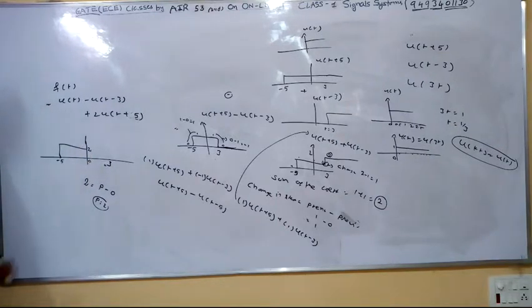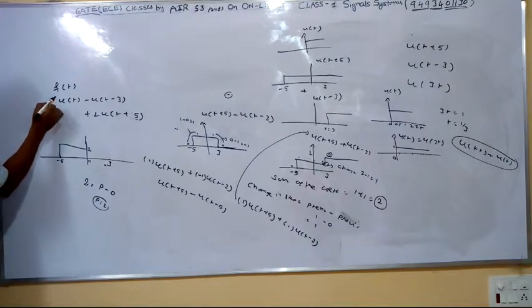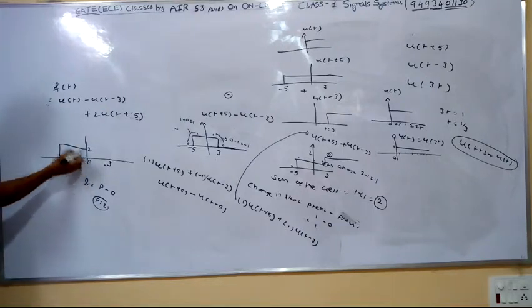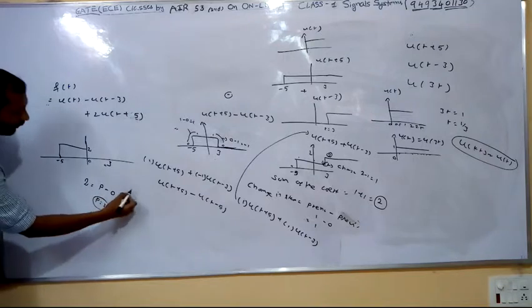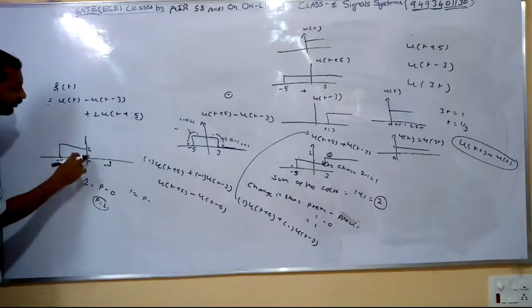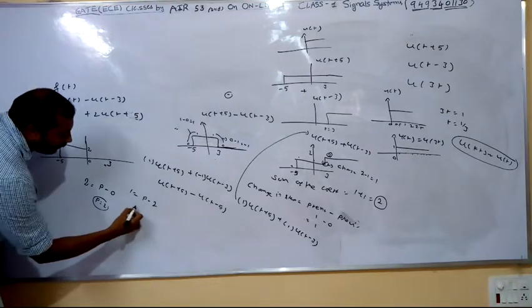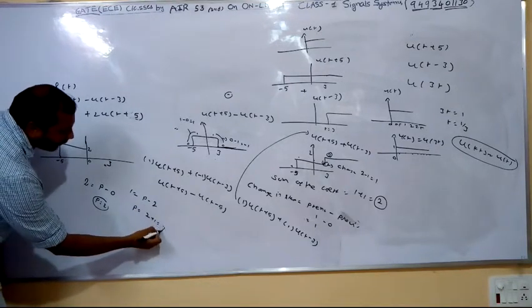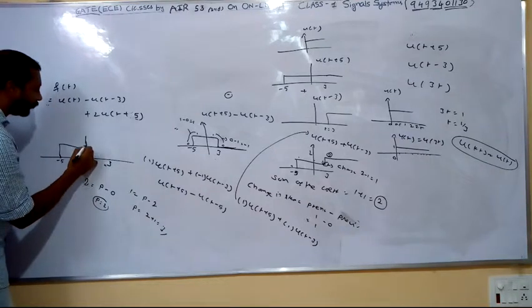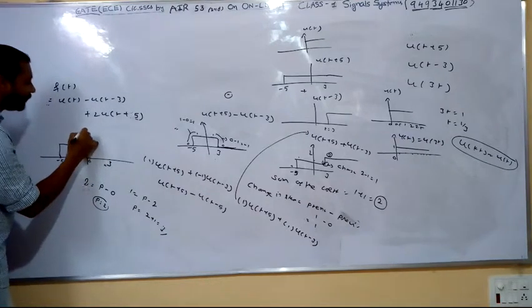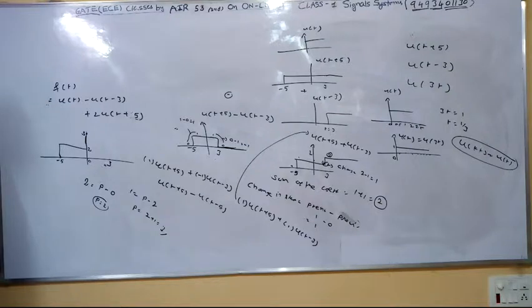Now at t equal to 0, what is the step change here? It is 1. So 1 is equal to the present value minus the previous value. The previous value is equal to how much? 2. So the corresponding present value is equal to 2 plus 1, which is equal to 3. So at this point the corresponding amplitude is equal to 3.